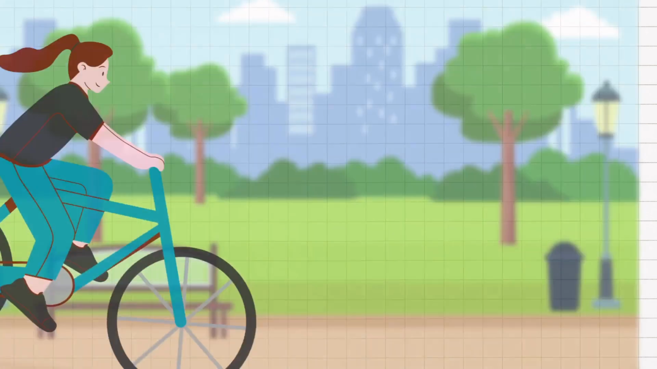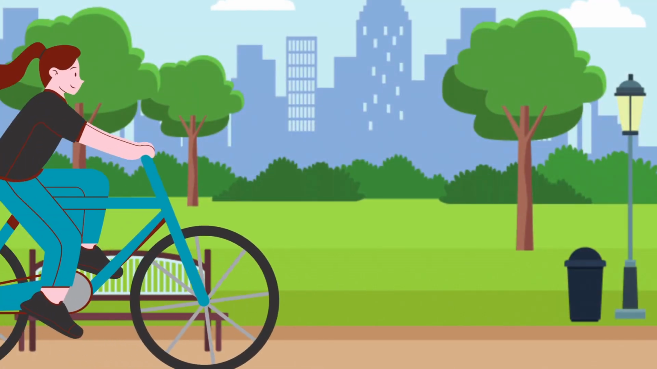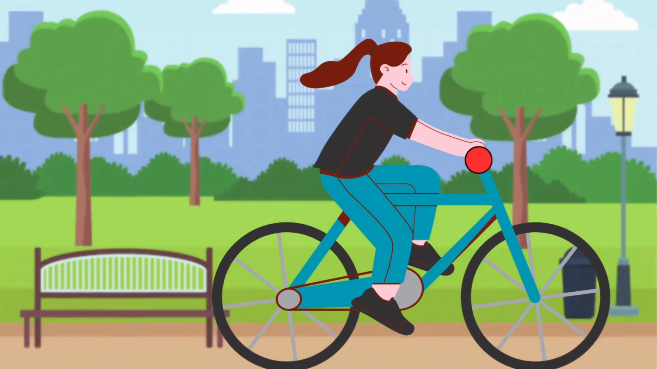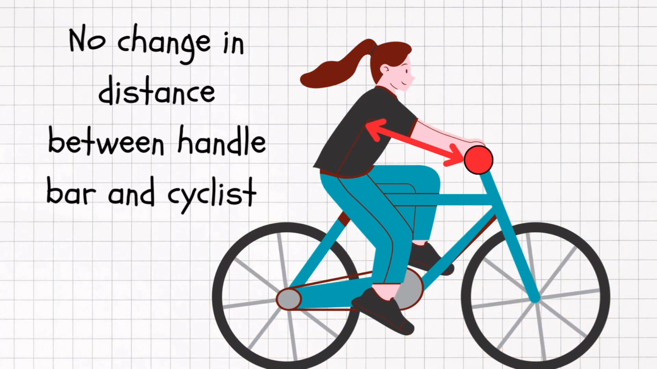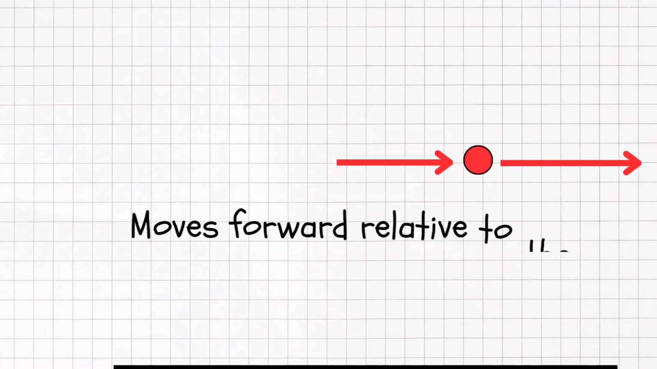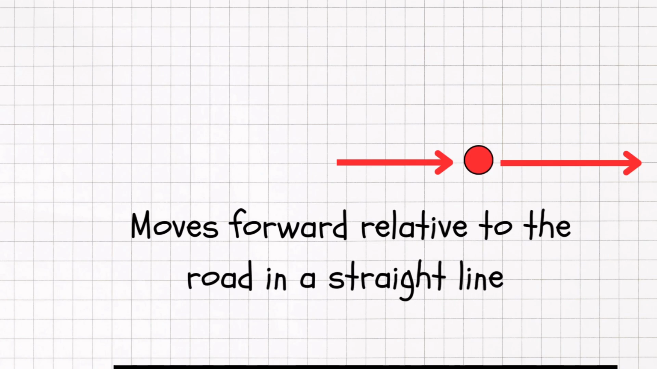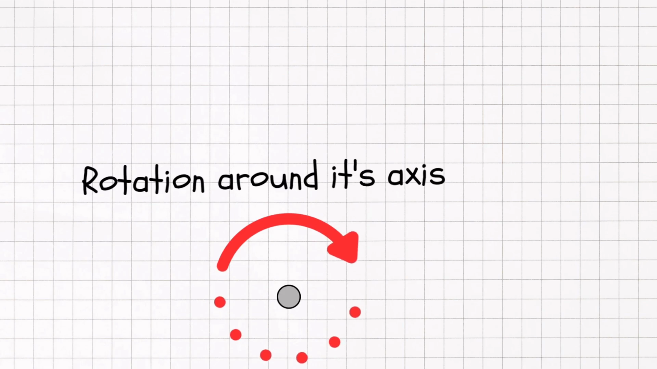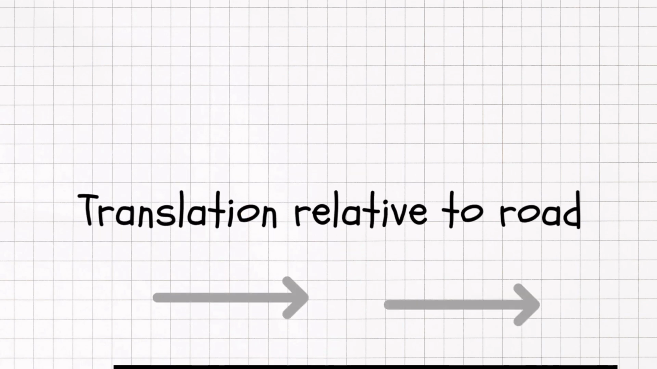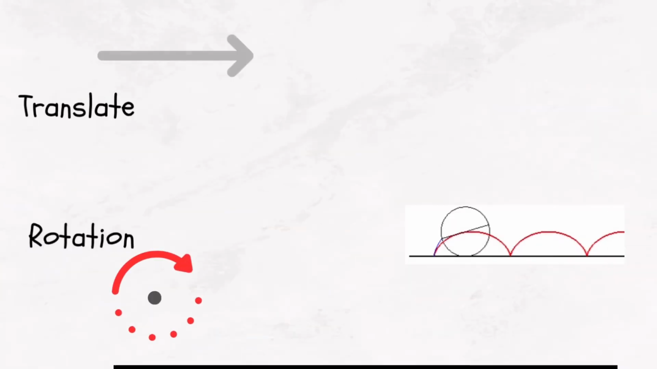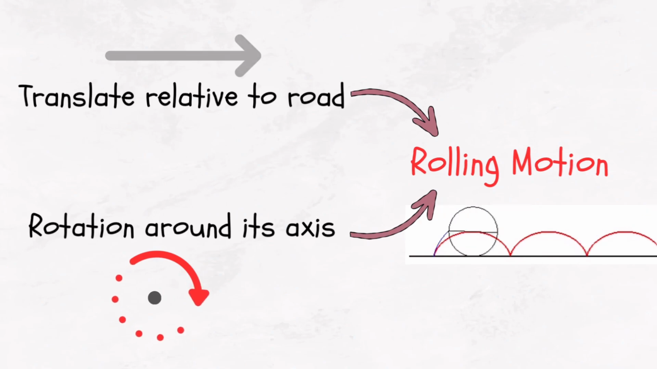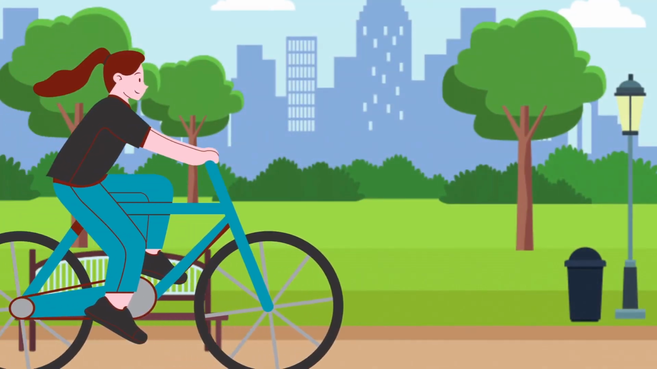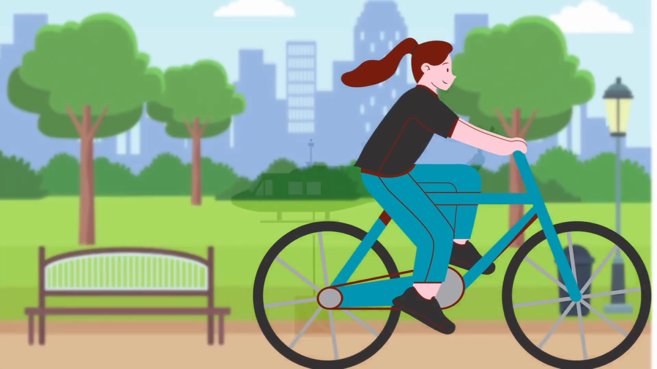But once the cyclist flips the bike back and rides on a straight horizontal road, everything changes. A point in the middle of the handlebar stays at rest relative to the cyclist, but moves forward relative to the road in a straight line. And the wheel now combines 2 motions: rotation around its axis and translation as the bike moves forward. That combination is called rolling motion. The wheel spins, the axis moves forward, and together they create smooth, continuous motion along the road.